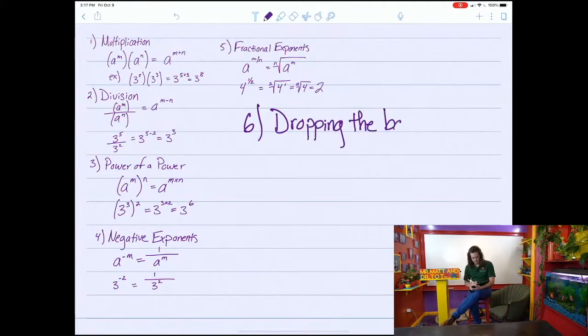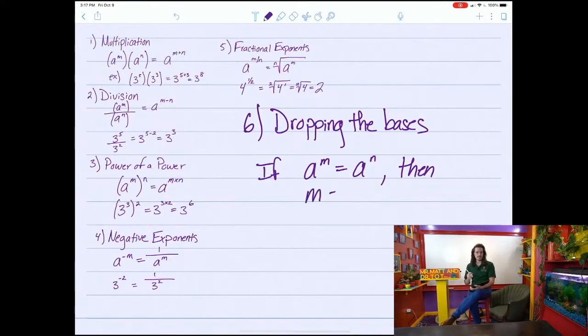And this we use to solve equations that have variables as exponents. So if some number raised to an exponent is equal to the same number raised to some other exponent, we can drop the bases. So if a to the m power is equal to a to the n, then m must be equal to n. So you can drop the bases and equate the exponents.